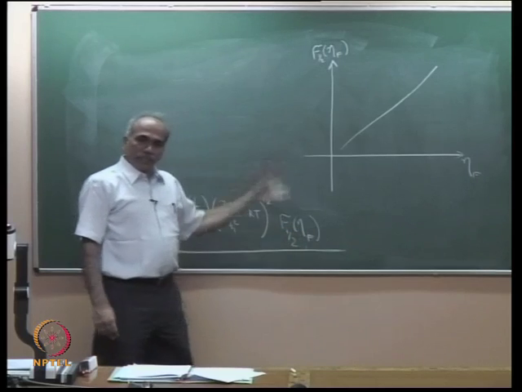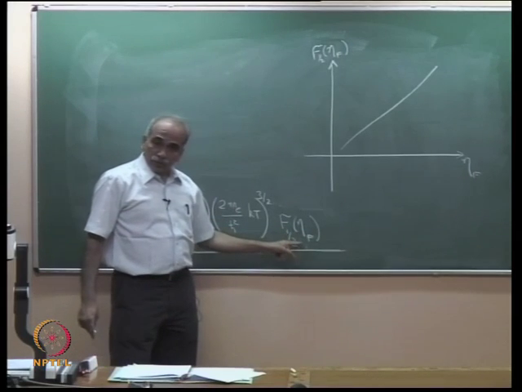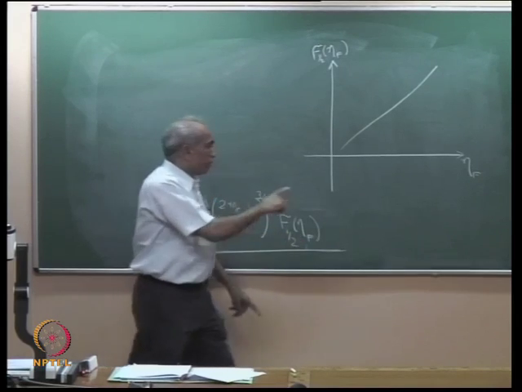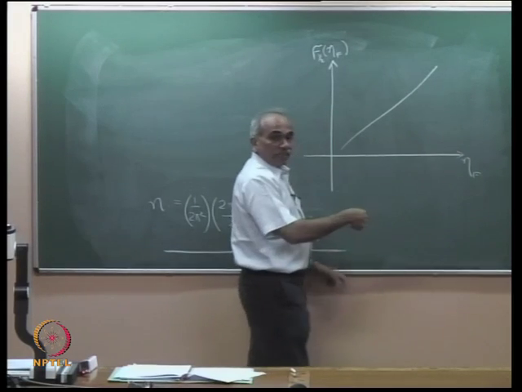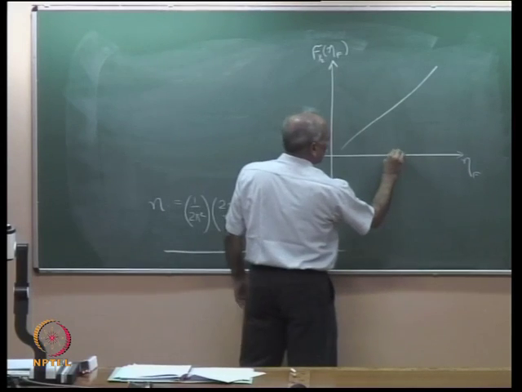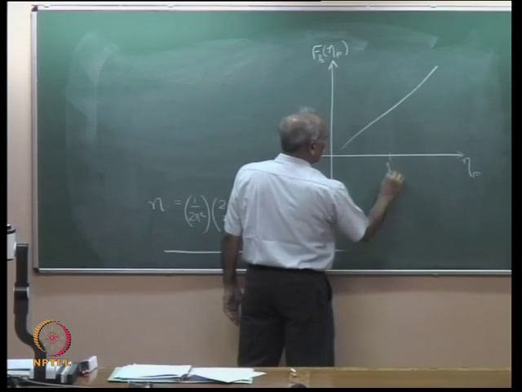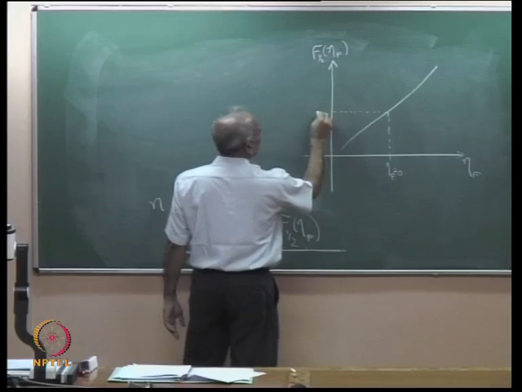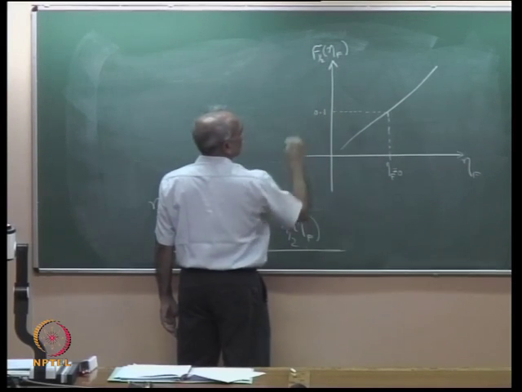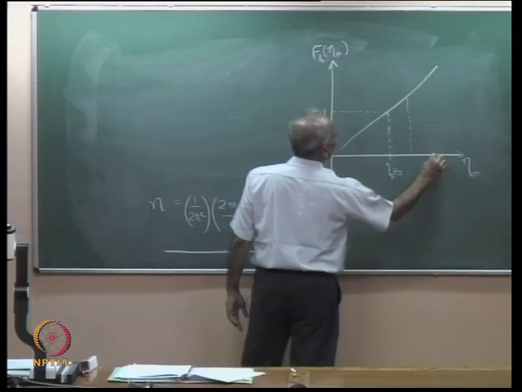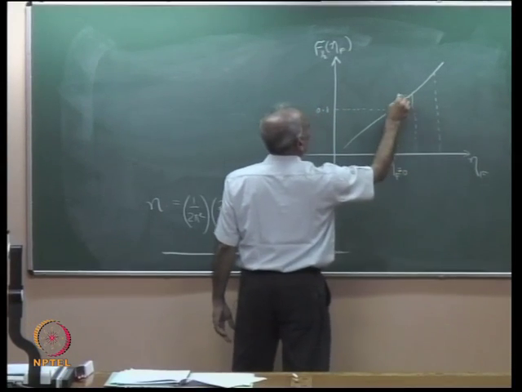Because it's already integrated over energy, it simply depends on the position of eta F. Where is eta F? Eta F is (EC minus EF) by KT, which means it simply depends on the position of EF. So at eta F equal to 0, the Fermi integral is approximately 0.1. These are approximate numbers, just to give you some idea of what kind of numbers we are talking about.